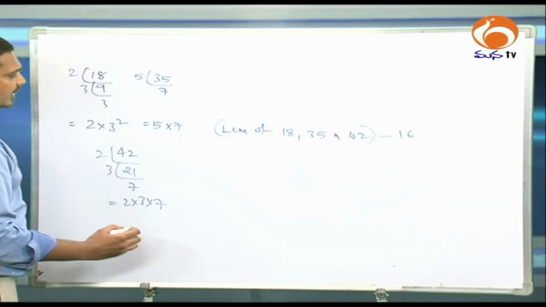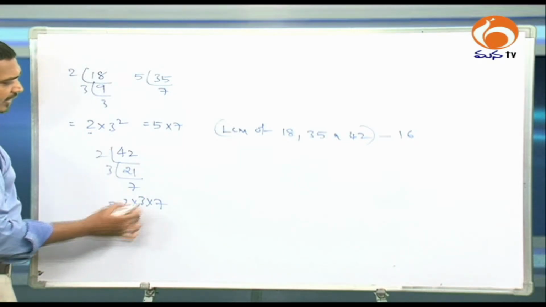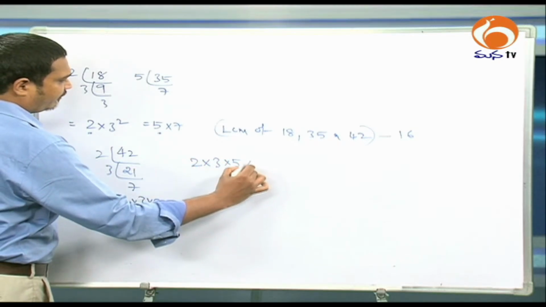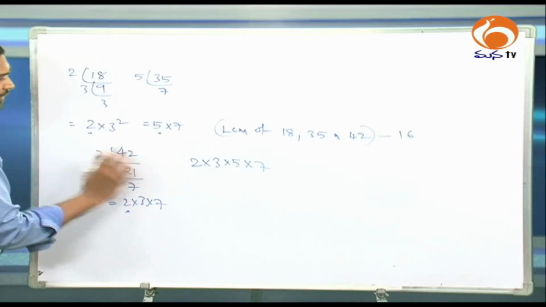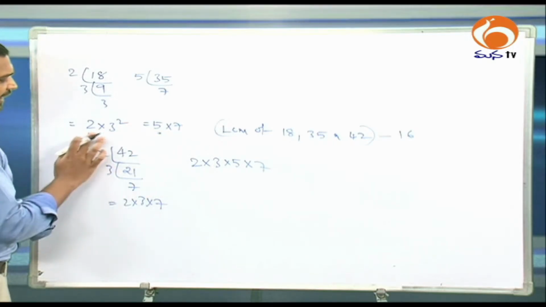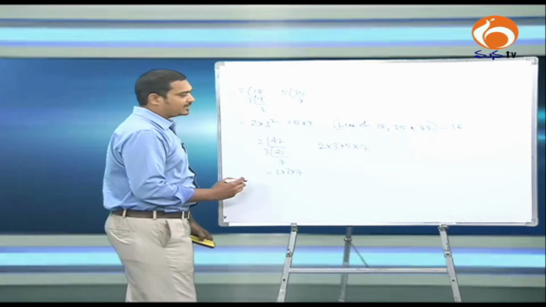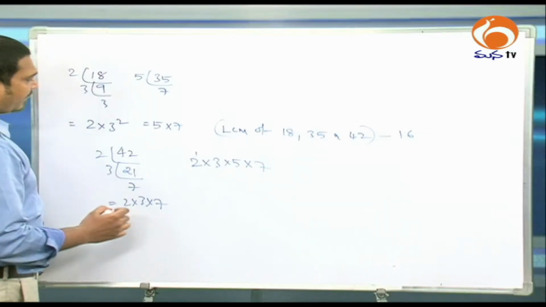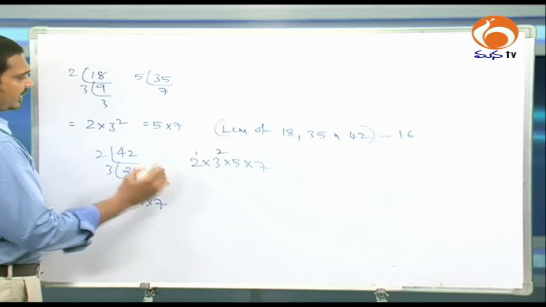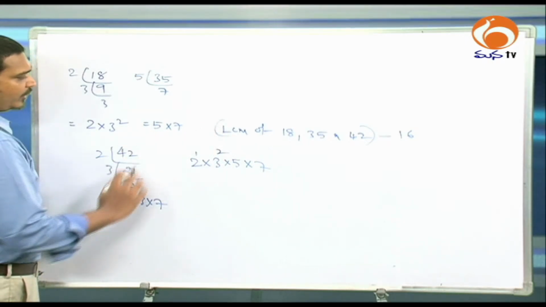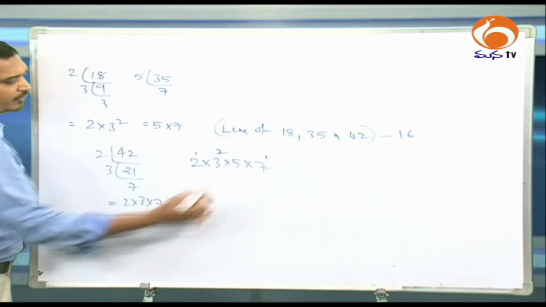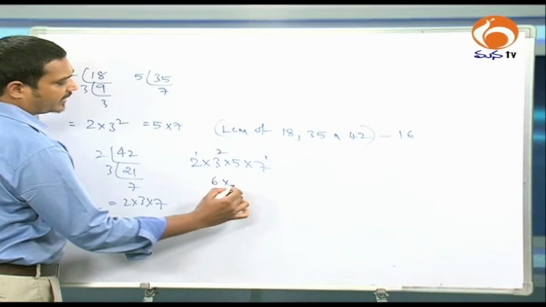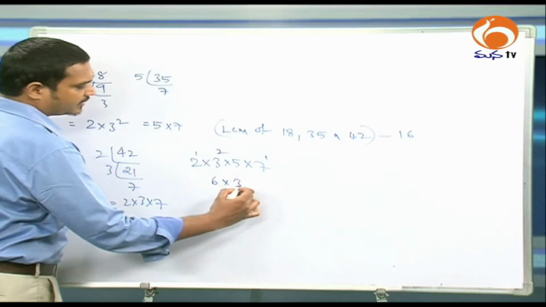Good. Now if you check the prime factors, we have 2, we have 3, and we have 5, we have 7. Am I right? 2 3 5 7, 2 3 5 7, 2 3 7. Right, we have 2, 3, 5 and 7 in all the cases. Let's see the highest power of 2. The highest power of 2 is obviously 1, the highest power of 3 is 2, the highest power of 5 is only 1, and the highest power of 7 is only 1. So this is going to be the LCM.